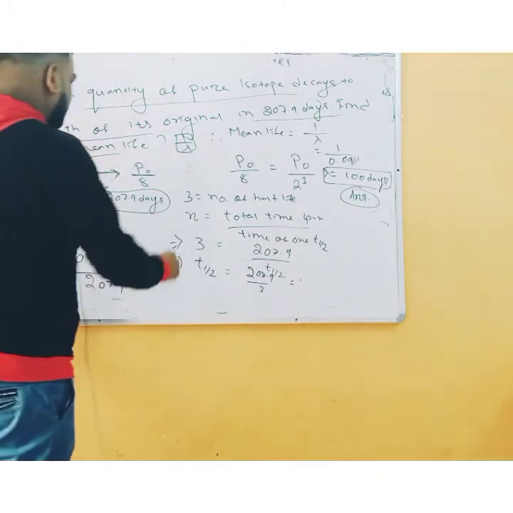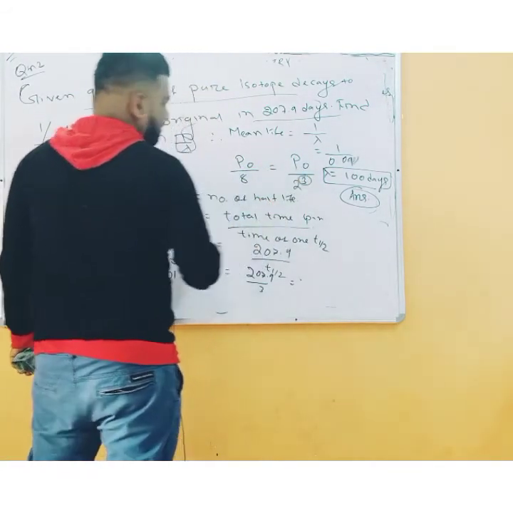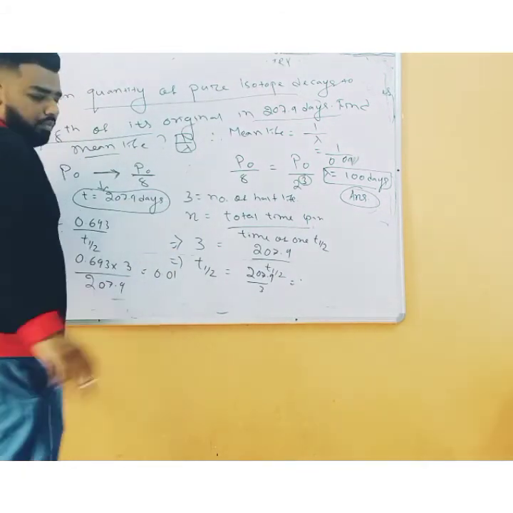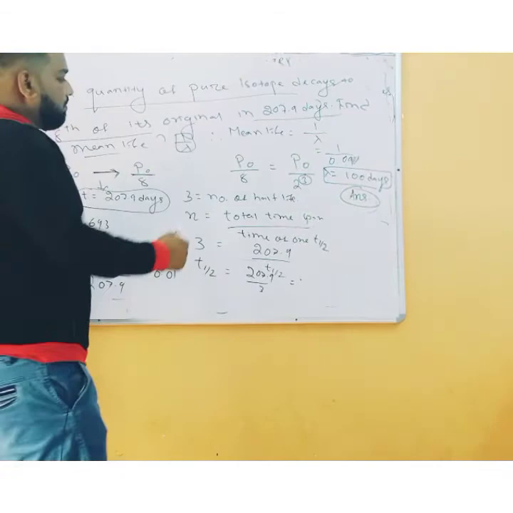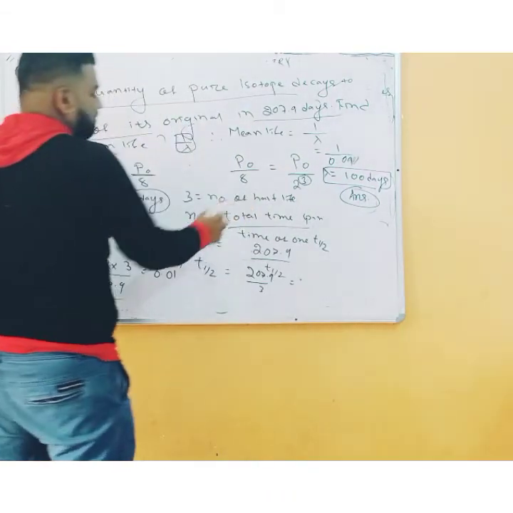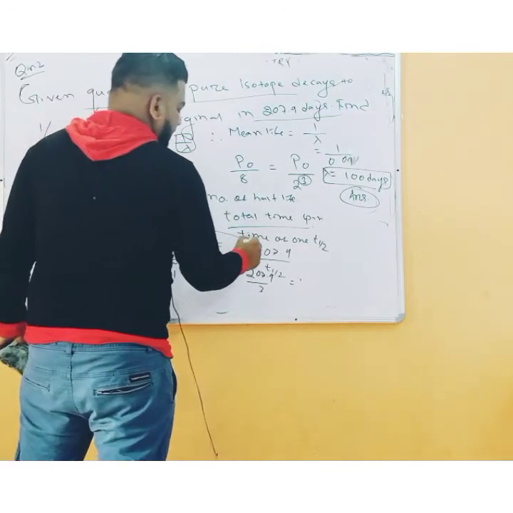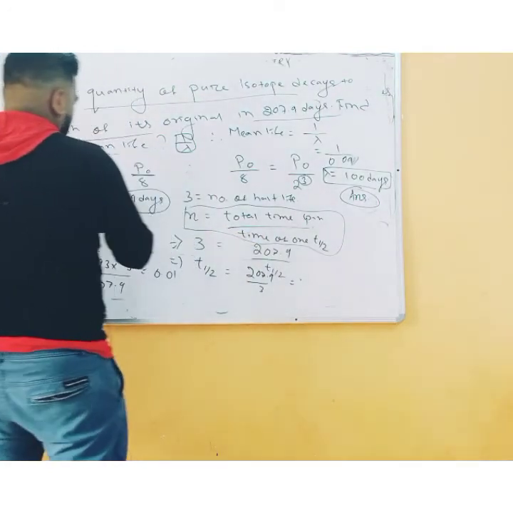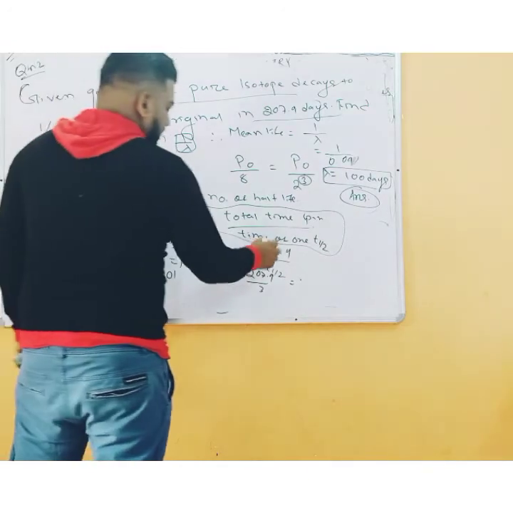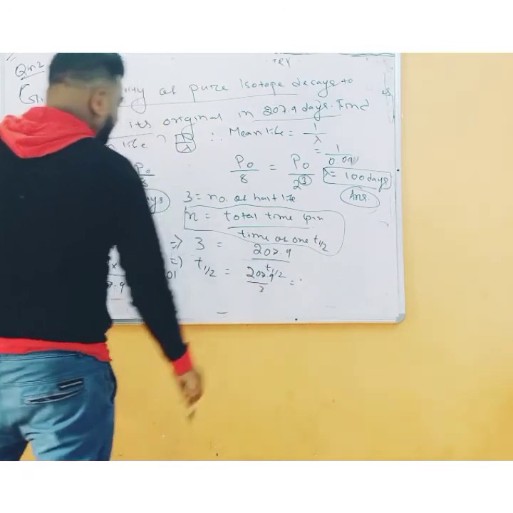Now P naught by 8, we can write as P naught by 2 to the power 3. This power 3 is the number of half life, 2 to the power n. So 3 is the number of half life, and the number of half life n is equal to the total time span divided by the time of one t half. So 3 is equal to the total time span, 207.9, divided by t half. So we can calculate t half easily: t half is equal to 207.9 divided by 3.